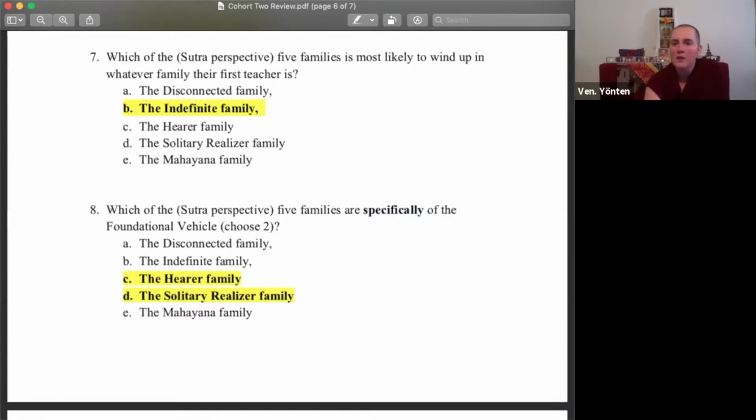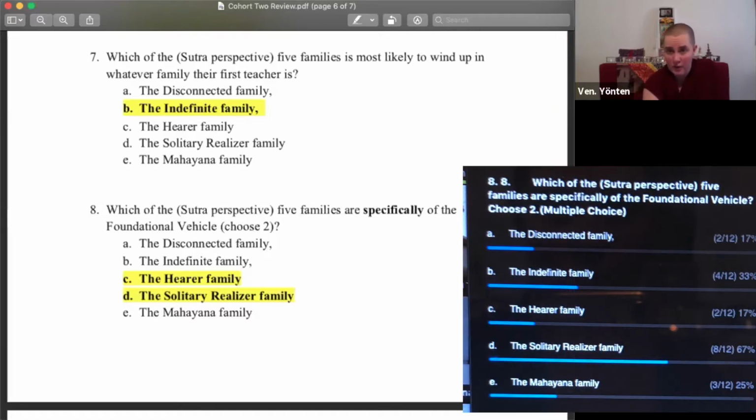And then 8, which 2 are of the foundational vehicle, and they are hearers and solitary realizers. Those are the 2 types of specifically foundational vehicle practitioners.